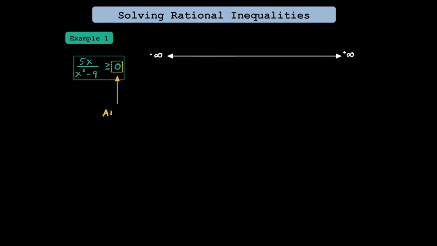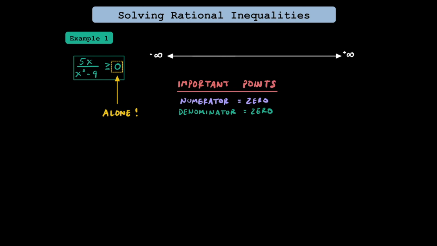Before we do anything else, it's a good idea to always get 0 alone on the right side. Once this is done, we need to look for some important points. To find our important points, we're going to set the numerator equal to 0 and our denominator equal to 0. Setting our numerator equal to 0 here, we're going to get 5x is equal to 0. Getting x alone, if we divide both sides by 5, we're going to get x is equal to 0. This is going to be one of our important points.